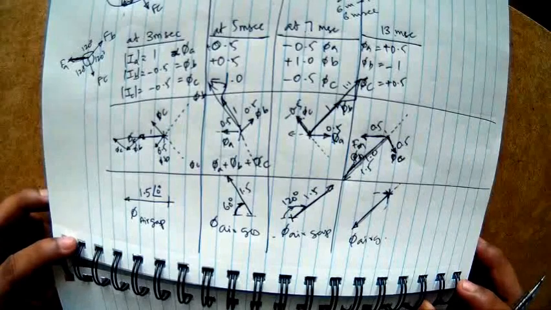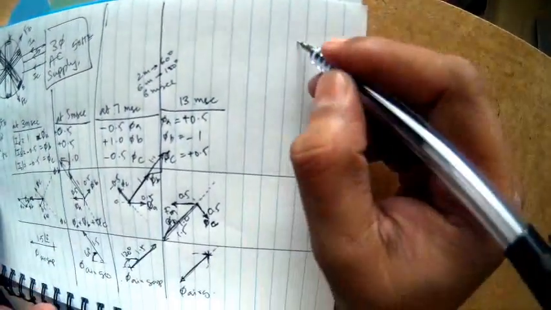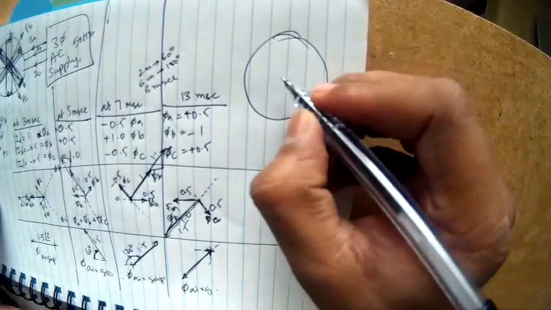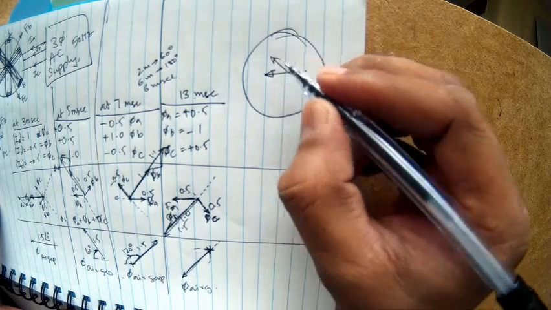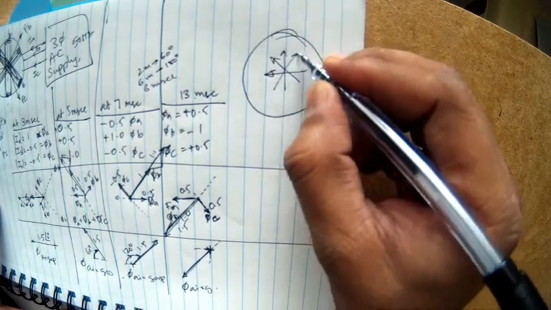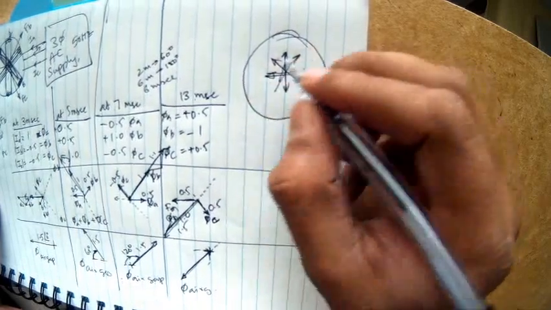So what you notice is that the air gap flux, if I draw the machine like this, was like this, after some time it is like this, after some time it is like this, after some time it is exactly like this. So the air gap flux is rotating.